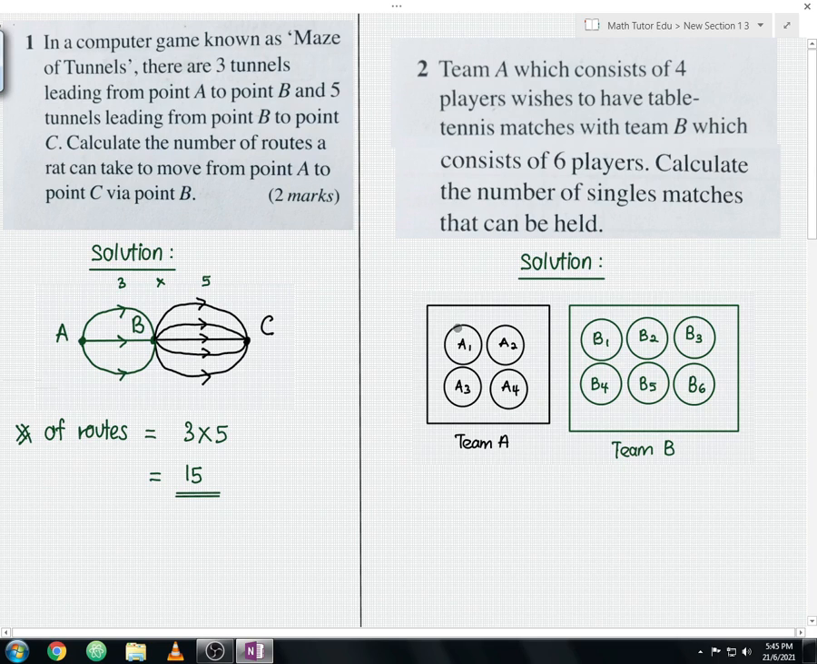From here, we know that team A has 4 players and team B has 6 players. So the number of singles matches will be equal to 4 times 6. So 4 times 6, from here you get your answer, which is 24, guys. 24 singles matches.